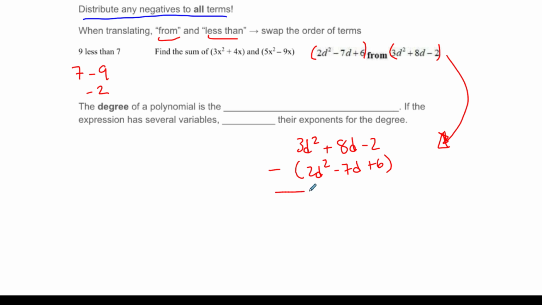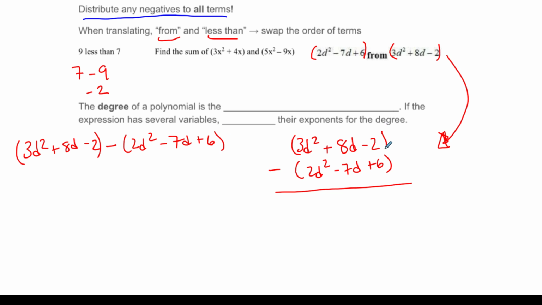And I'm writing this vertically because these actually all line up, and this helps me distribute my negative. You can do it this way if you want. If you want to write it all on one line, you can do that too. Okay, either way. So one thing to remember, we've got to distribute the negative, right?